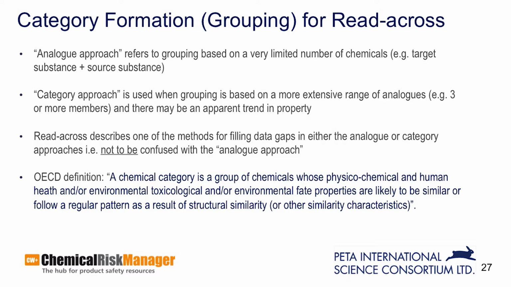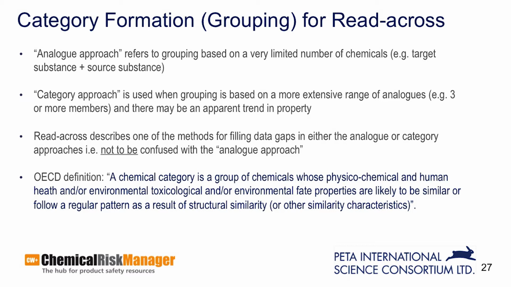The category approach is more commonly associated when there are larger categories, three or more members, and here we're looking for quite often a trend within the category, as may be based upon a particular physicochemical property. So within these relatively small groups of chemicals, what we're trying to do is read across, and this enables us to read across toxicological information from one or more chemicals to those chemicals that do not have information, and so help fill gaps in our toxicological information.